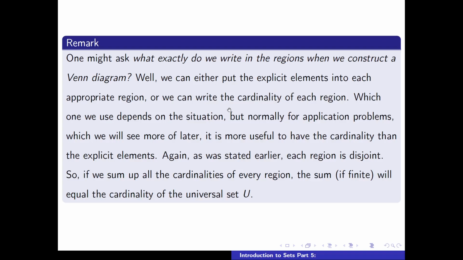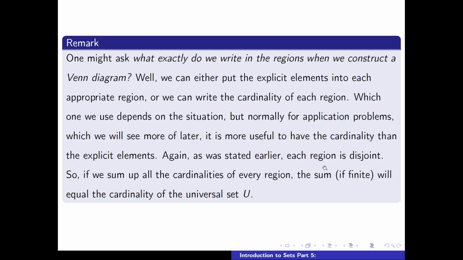Or we can write just the cardinality of each region, so how many elements are in each region. And which one we use depends on the situation. Normally for a lot of application problems, which we'll see more later, especially with bigger sets, a larger number of sets, and larger set sizes, a lot of times we use the cardinality. That's what's more important. But in some situations, we actually do care about the individual elements, and that's when we'll use the explicit elements within each region.